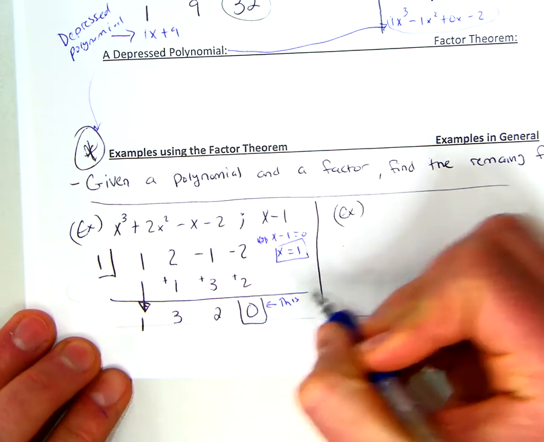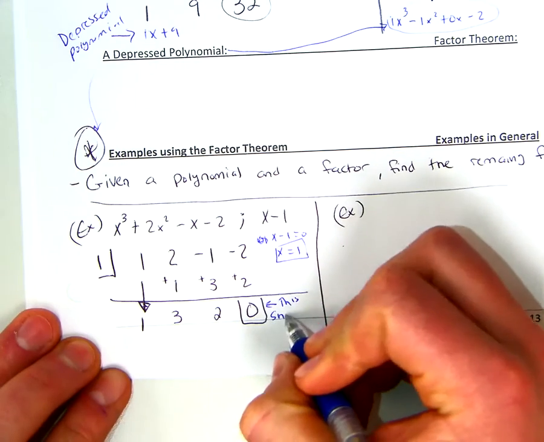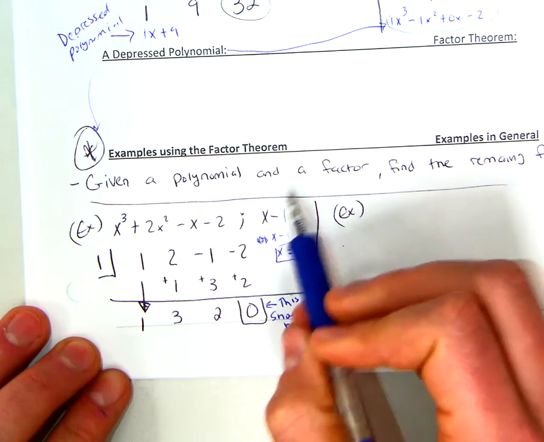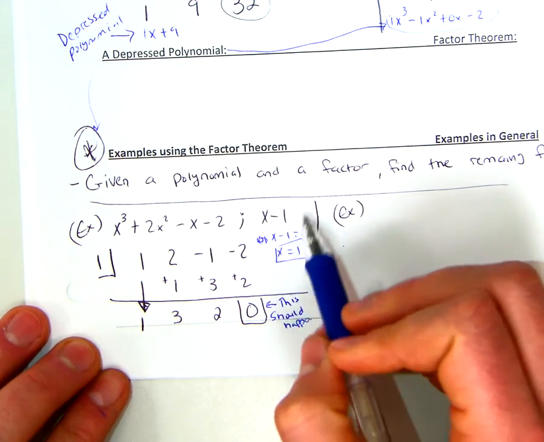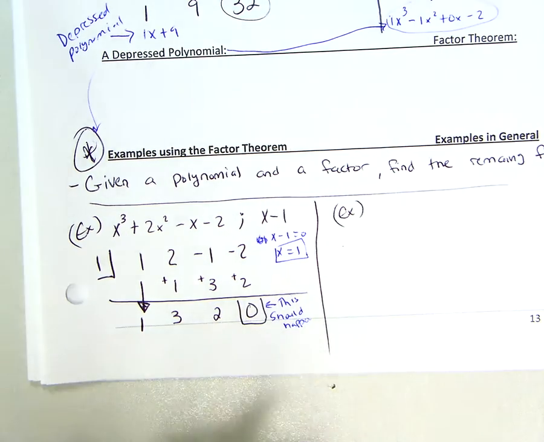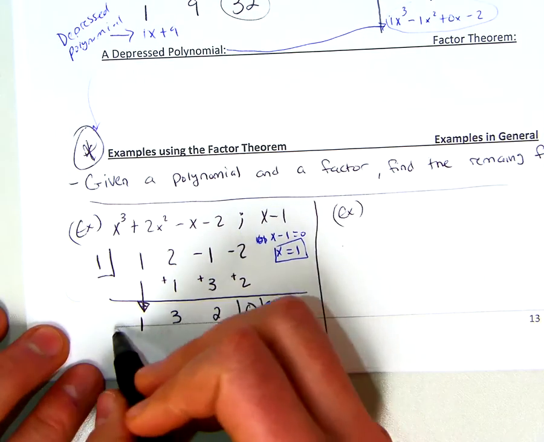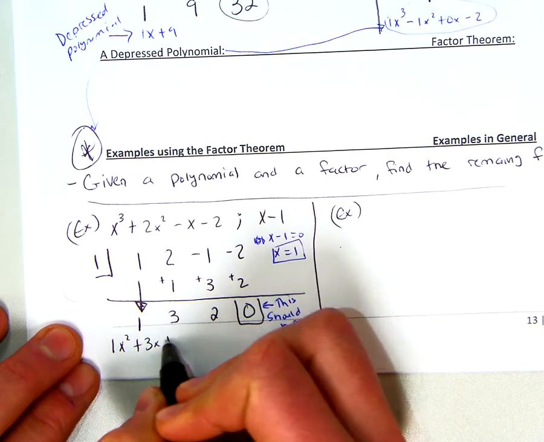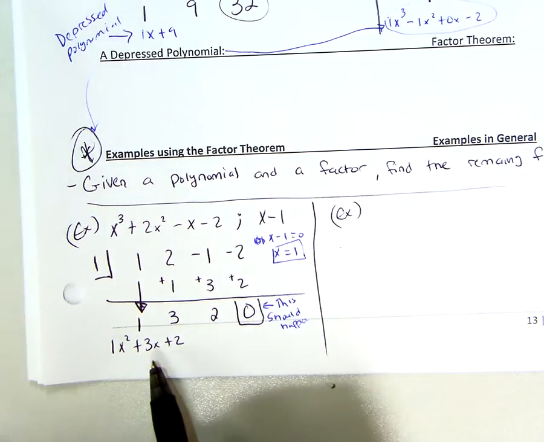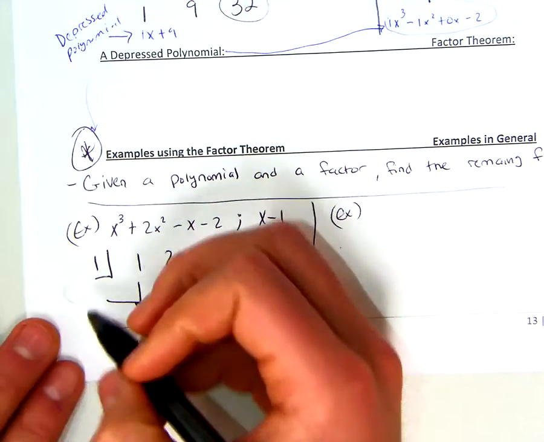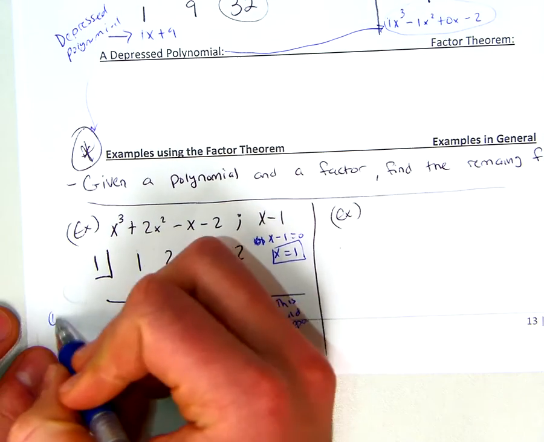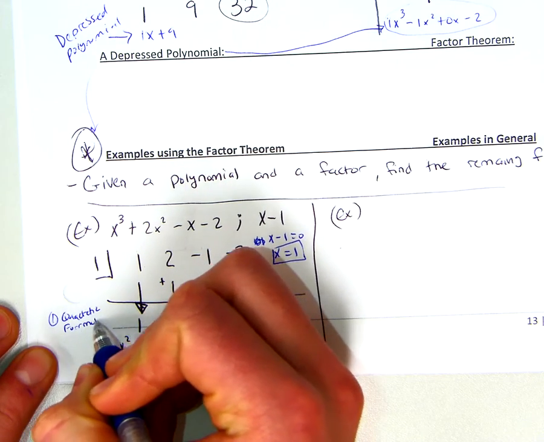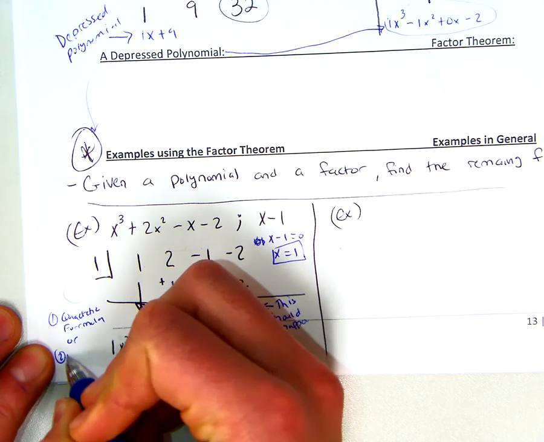This right here, getting this 0 as a remainder, should happen. They're telling you that they're giving you a 0 that they have already found, and now they want you to find the other remaining zeros. This is our depressed polynomial, so we have 1x squared plus 3x plus 2. Then to find the other ones, you have two methods, either the quadratic formula or factoring.